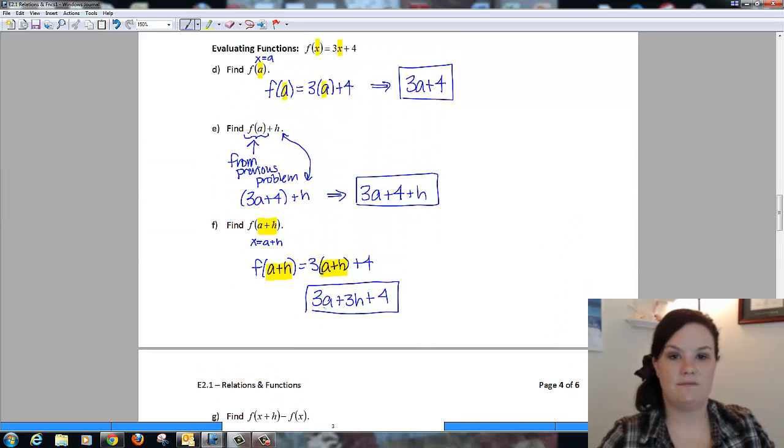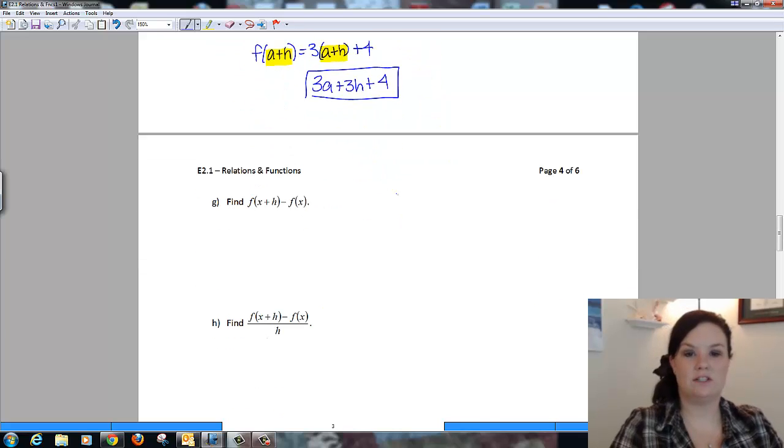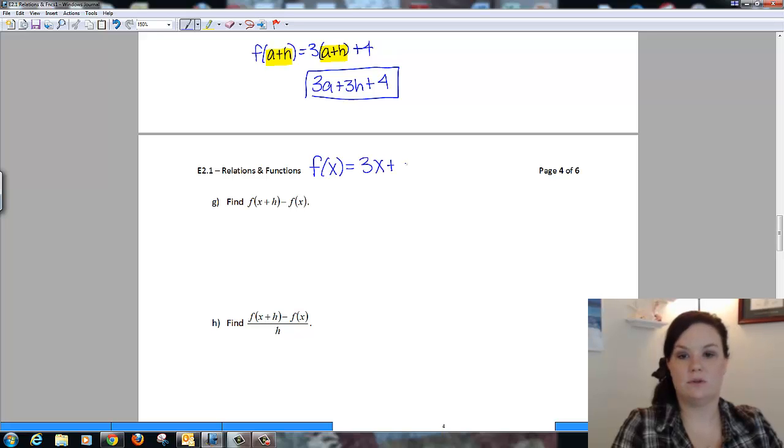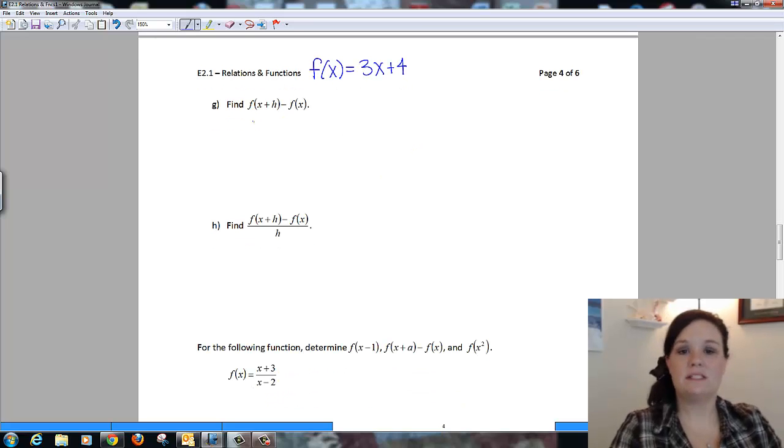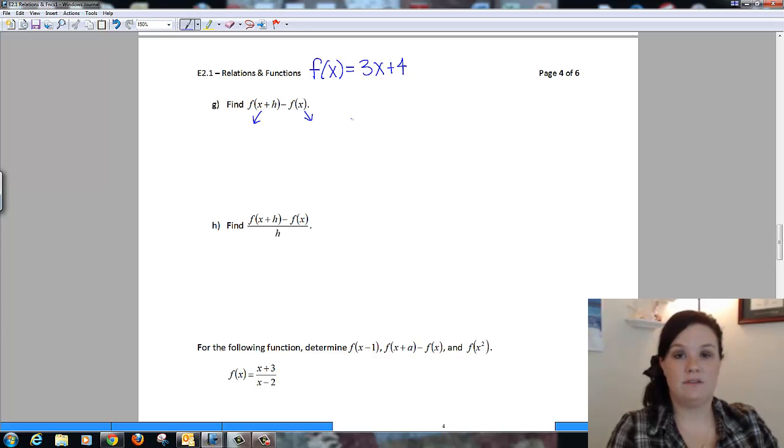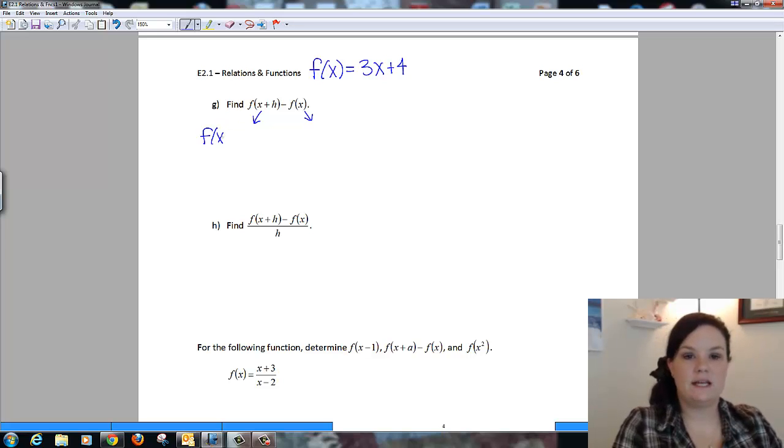Now, these ones are using the same function, so I'm going to go ahead and write the original function up here just so that I have it. We're using f of x is equal to 3x plus 4. Okay, so I don't have to scroll up and down. So notice this one has 2 pieces. It has f of x plus h, and it has f of x. So I'm going to do both pieces, and then I'll worry about subtracting them. To find just f of x plus h, again, this is a quantity that's inside my parentheses, which means that's the quantity I'm going to plug in everywhere I see an x. So in other words, x is equal to x plus h.